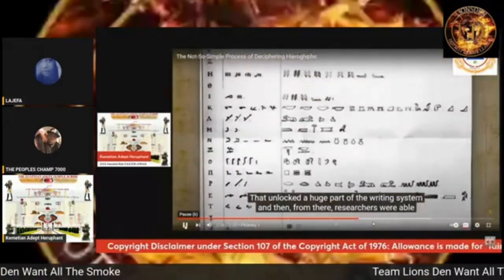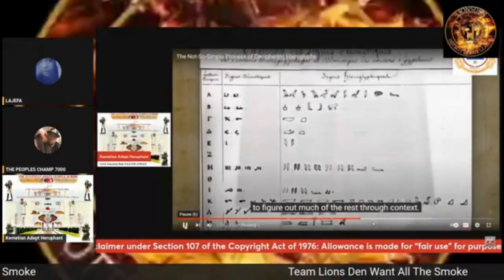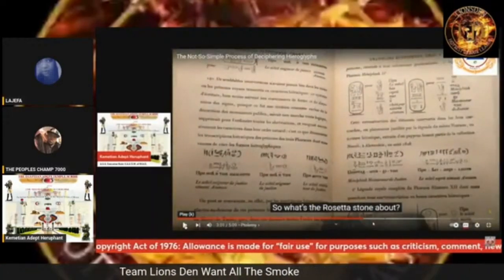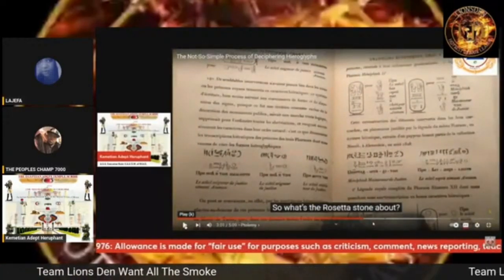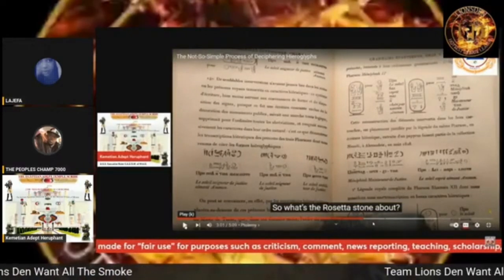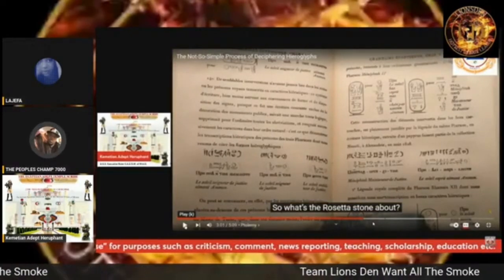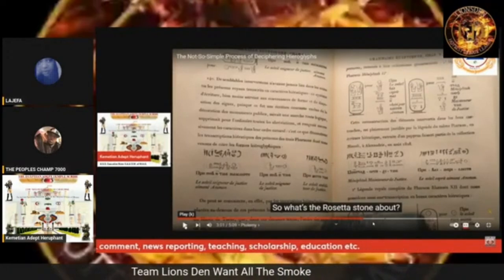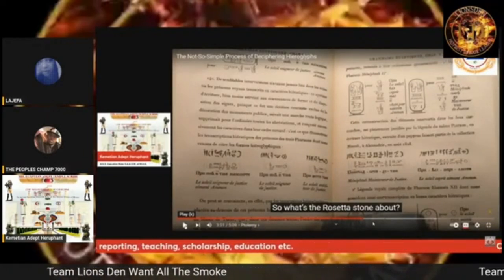And then, from there, researchers were able to figure out much of the rest through context. So what's the Rosetta Stone? So you see that right there? They mapped Greek alphabet. Now look at that. Egyptian pictures. Mix the pictures up with the... That's the Ptolemaic Champollion methodology.